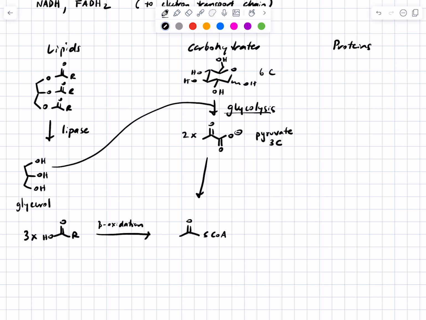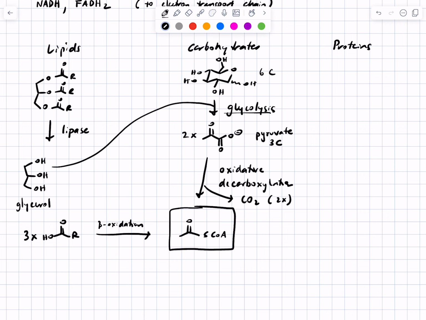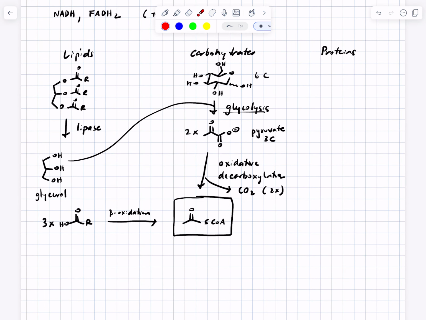And then pyruvate undergoes something called oxidative decarboxylation. We're going to lose CO2, 2 molecules of CO2 for every molecule of glucose that goes in. And we'll again end up at this juncture where we have acetyl-CoA. So you can see that nature's efficient. We're funneling different starting materials to the same junction point, and then we're going to do some more specific things with acetyl-CoA.